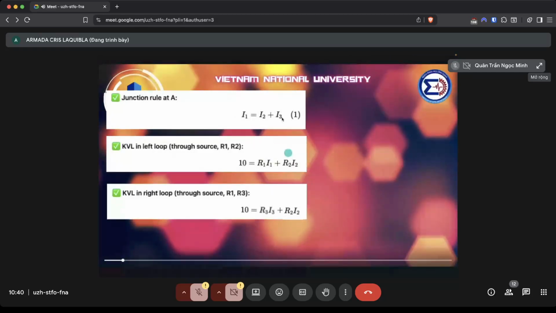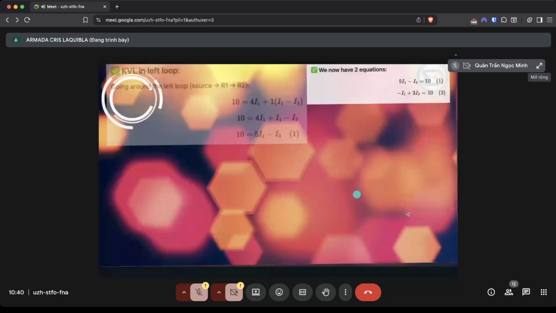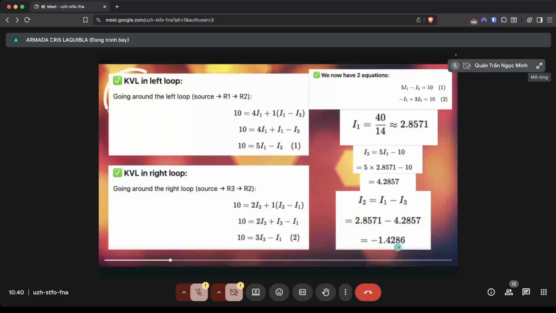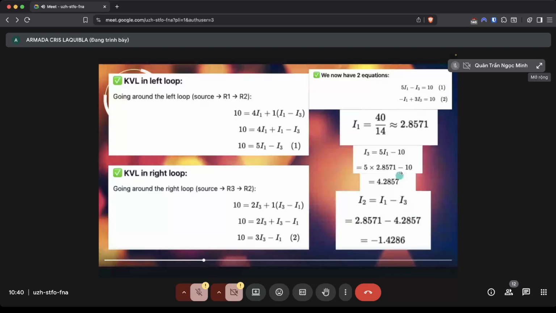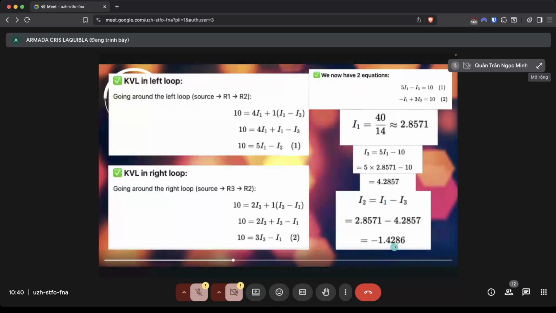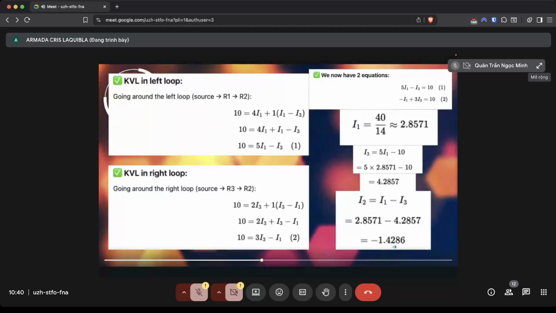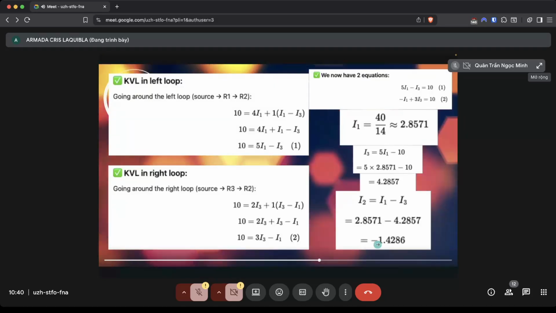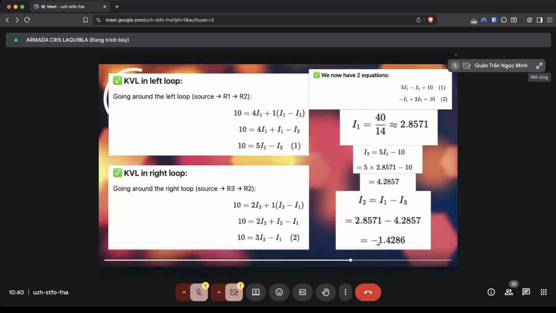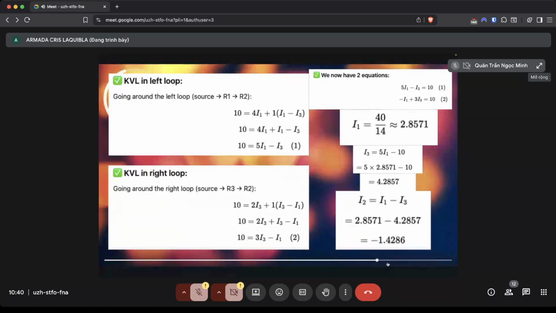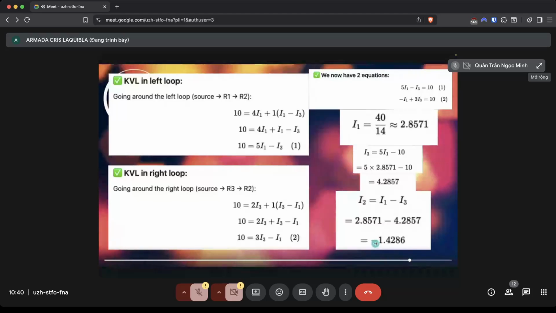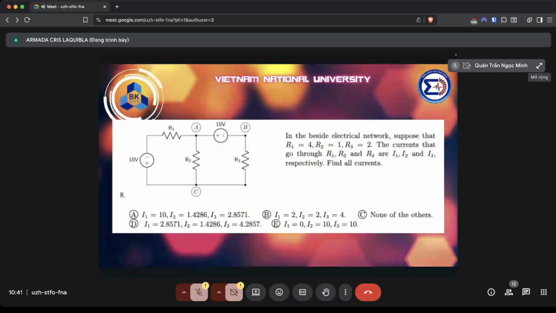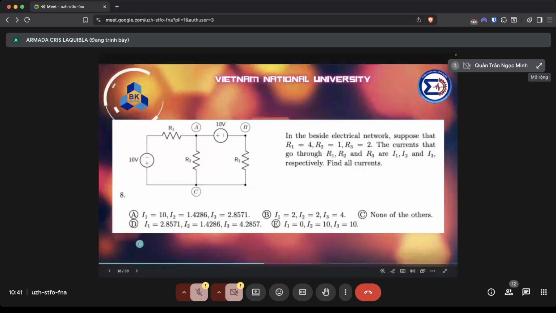Now for your I2, again, you go back here. This is I1 minus I3, right? You have your I1 and I3 already. You minus it, it's negative 1.4286. So class, the current is always positive. When it is negative, it just says that the direction is changing. You have to change its direction. Okay? That's only for the direction of the current. So the answer that satisfies the three numbers there is letter D.